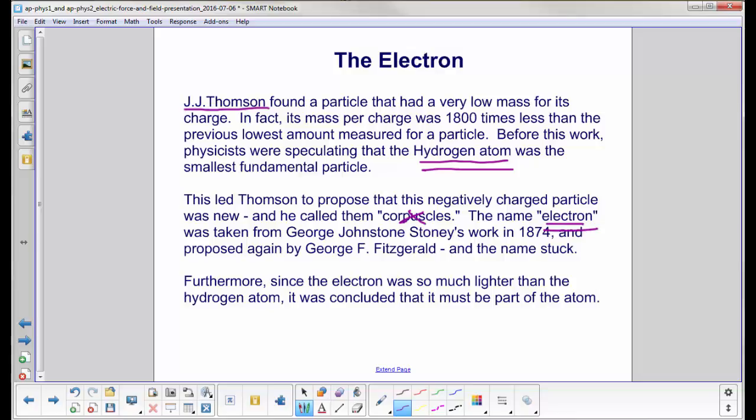Furthermore, since the electron was so much lighter than the hydrogen atom, it was concluded that it must actually be a part of the atom.